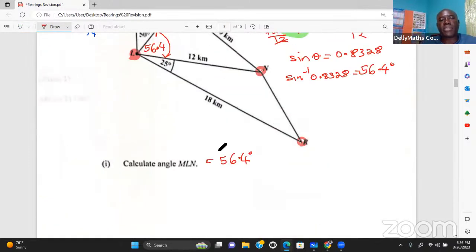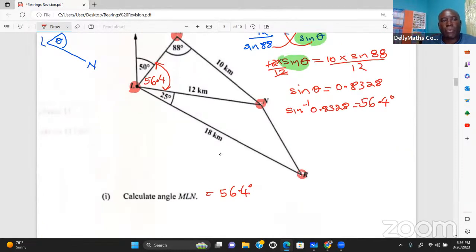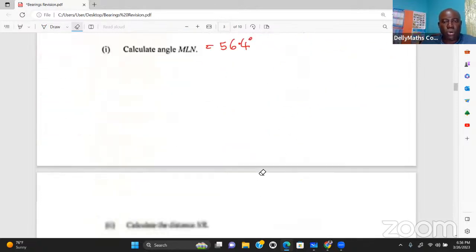So here's the diagram itself. What I was saying was they're asking us to find this. But they gave us this, this, and the angle here. So whenever the angle is between two known sides, again, we simply use the cosine rule. So let us go and use it.